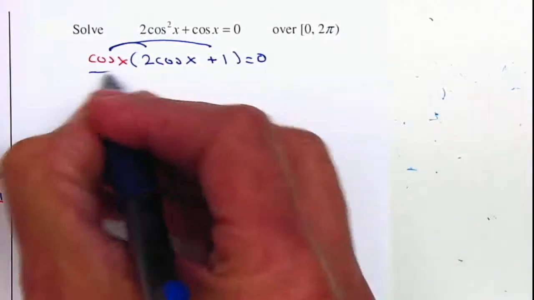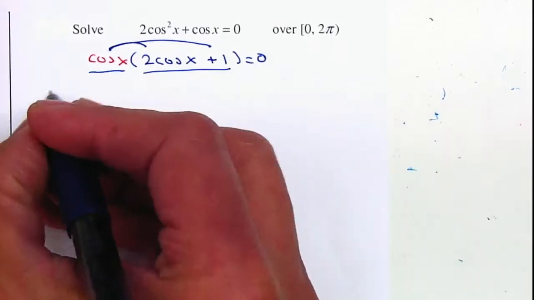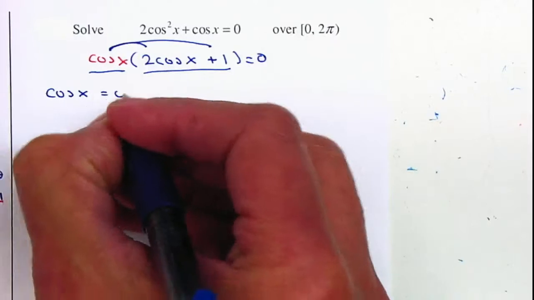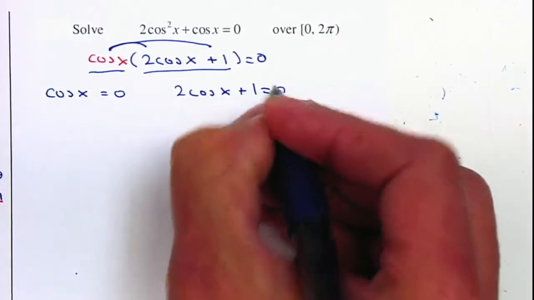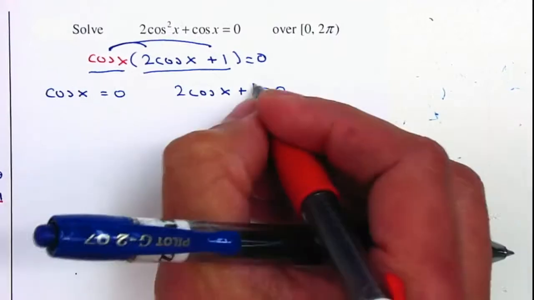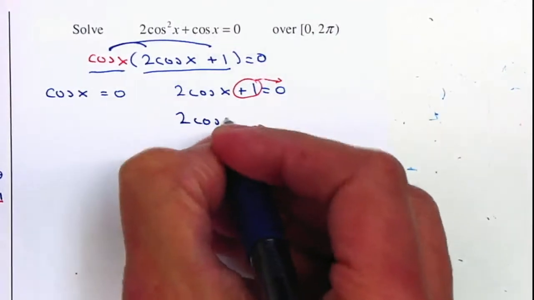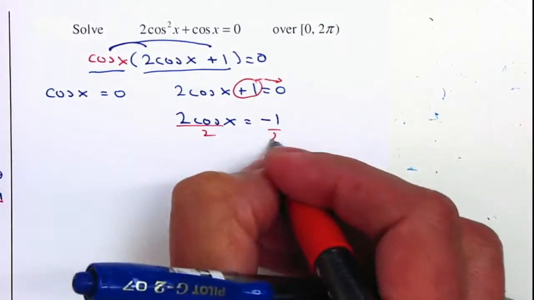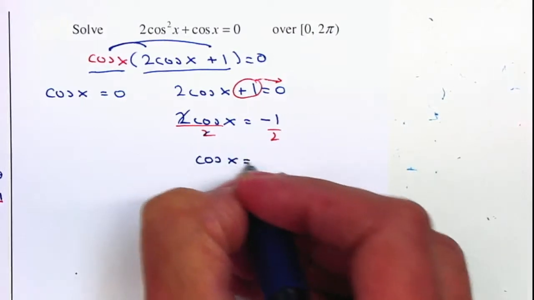Now, since they're multiplying and equal to 0, at least one of them must equal 0, so I'm going to use the zero product property. Cosine x equals 0, and 2 cosine of x plus 1 equals 0. The first is already solved for cosine of x. On the second, I'm going to move my 1 to the right, giving negative 1, and divide by 2. We have cosine of x equal to negative 1/2.